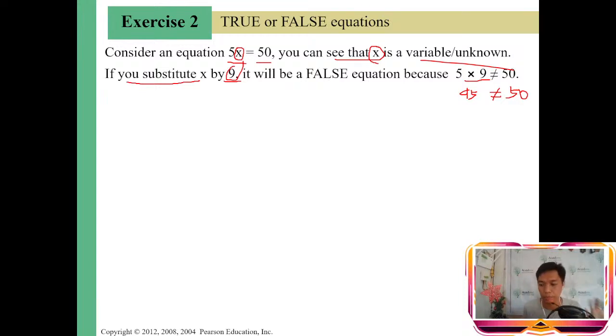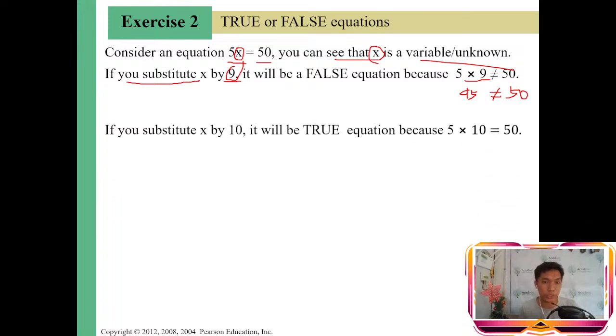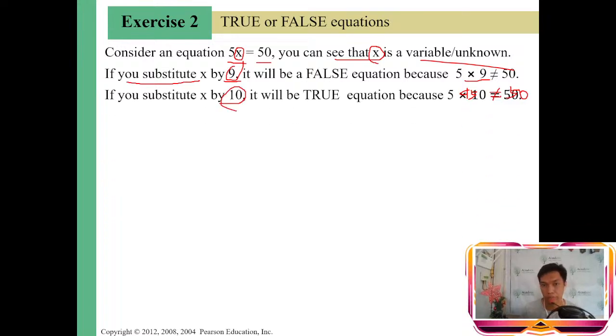So it means it is not true. And then how about if we substitute x by 10? Is it true? Let's see: 5 times 10 is equal to 50. Equals 50. They are the same. So the answer is 10. So it means it's true. We can say the statement is true if they are equal. The left hand side and right hand side are equal, which means it's true.